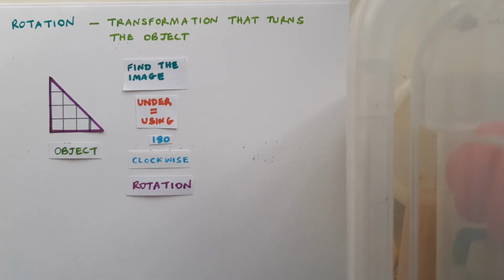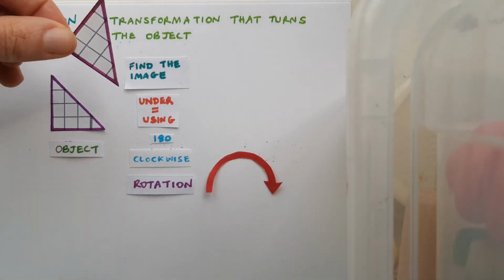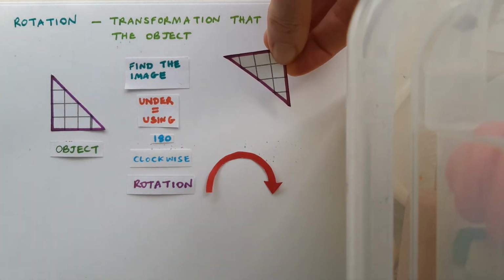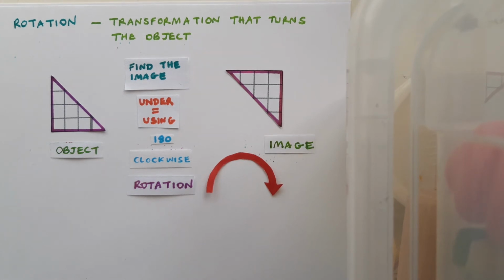Here's a second example. Again, I've got the same object. I want to find its image, this time under 180-degree clockwise rotation. Remember that clockwise rotation, I'm going in the same direction as the hands of the clock. So if my object begins in this position, then to get its image under 180-degree clockwise rotation, I'm going to have to make it do a half a turn, half of a full turn. And this triangle is my image.